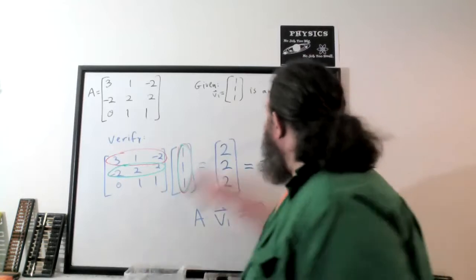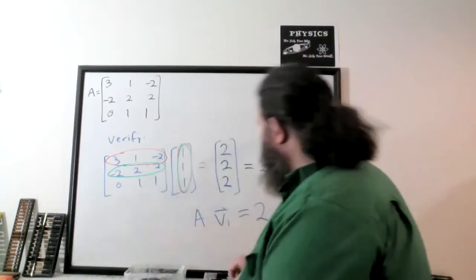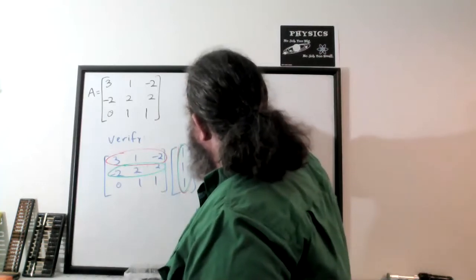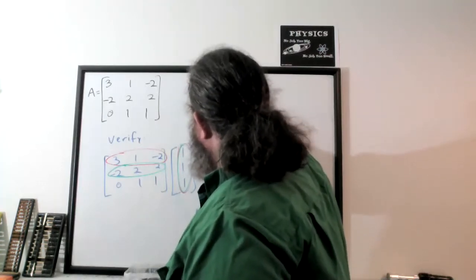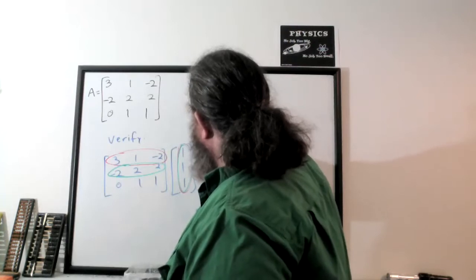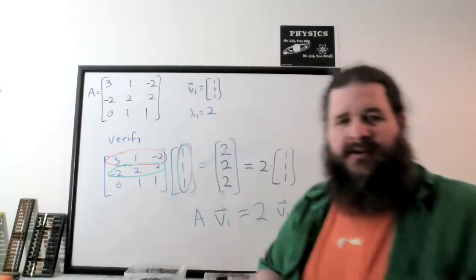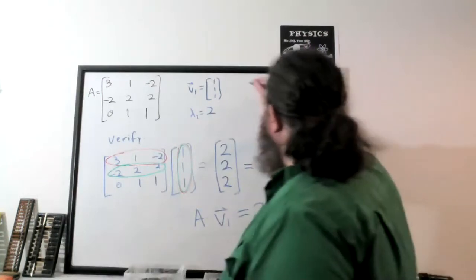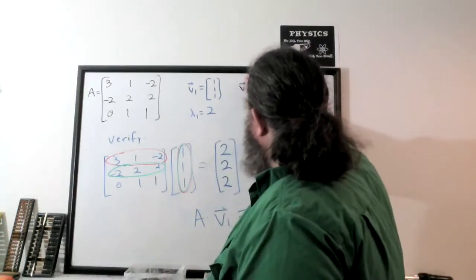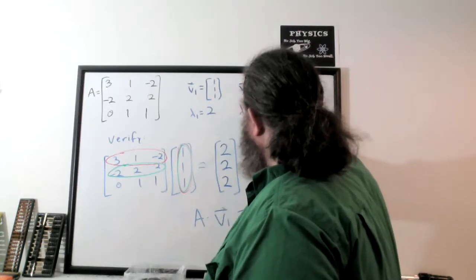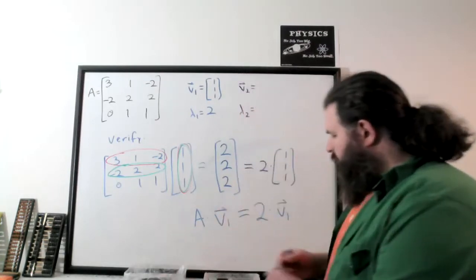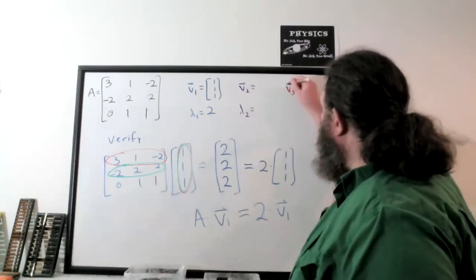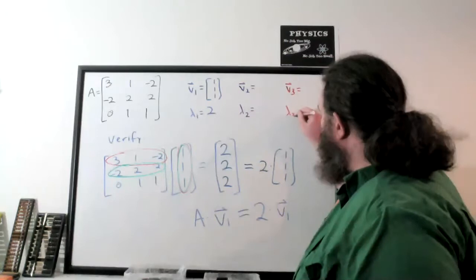So let me make a note of that. One of the eigenvectors is V1 equals 1, 1, 1, and lambda 1 equals 2. That's an eigenvector-eigenvalue pair. And we should be able to find more. We should be able to find another eigenvector with an associated eigenvalue. And since this is 3 by 3, we should ideally be able to find a third eigenvector-eigenvalue pair.